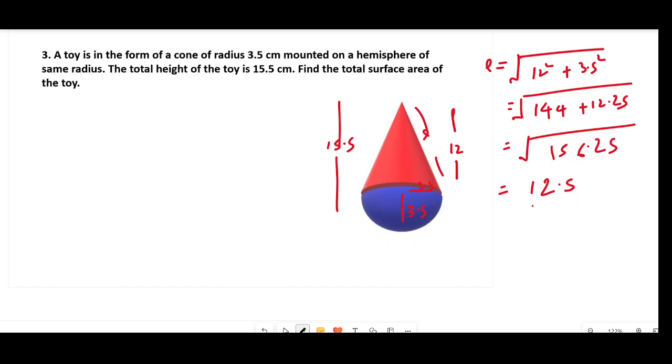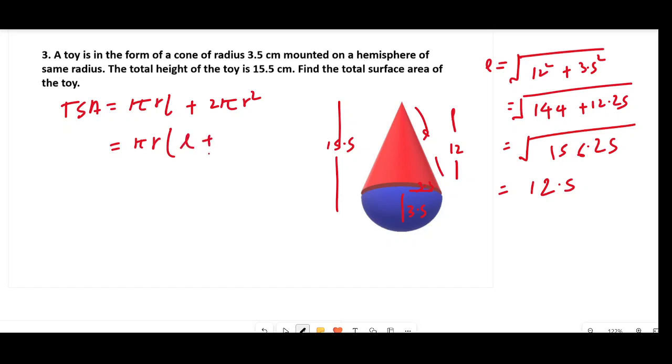Clear? Now we have information about L. Now find the total surface area. Total surface area will be the area of the outer cone surface, so pi RL, plus the hemisphere, 2 pi r square. Now in pi RL, we can take pi r common.